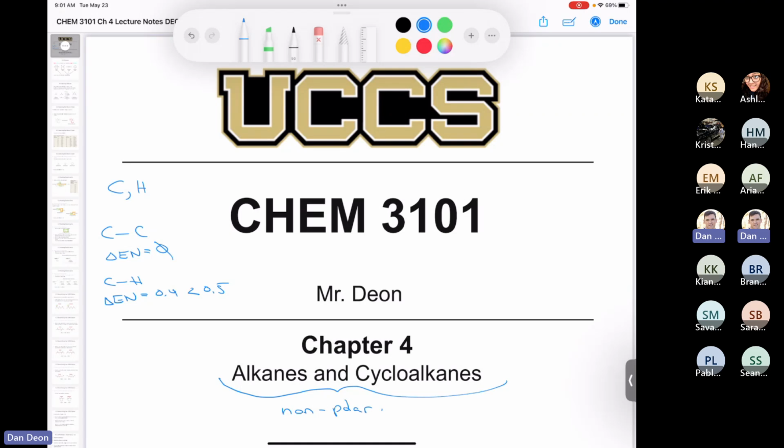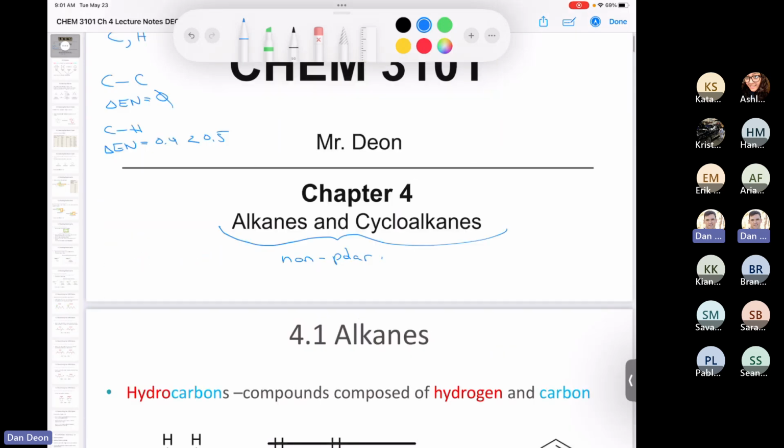All right, so another thing is that this chapter will require some serious memorization. You have to memorize the names of the first 10 straight chain alkanes, and you also have to memorize 8 common alkyl groups, and I'll go over those with you in a little bit.